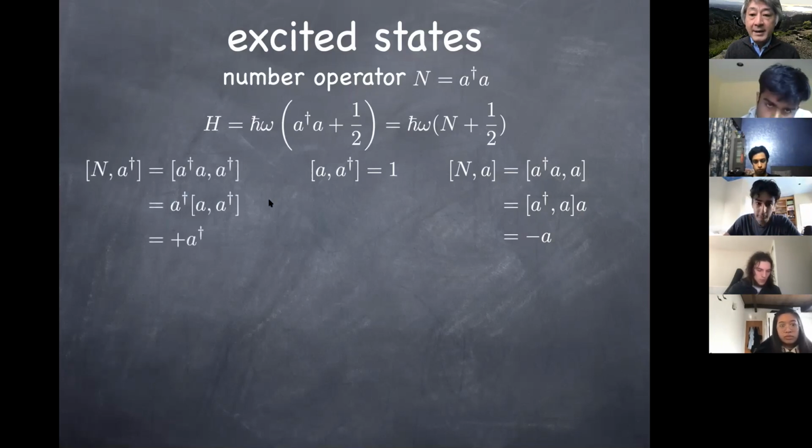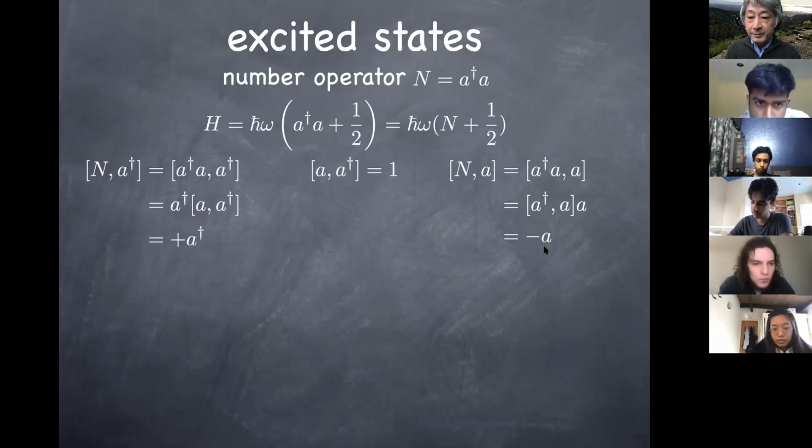We can do the same thing for the [N, A dagger] commutator. So N, once again, is defined to be A dagger A. And so this is [A dagger A, A dagger] commutator. A dagger commutes with A dagger. So this A dagger in A dagger A can be pulled out from the commutator to the left. Then I'm left with [A, A dagger] commutator. And that's something we know is +1. So that's how I end up getting plus A dagger. So [N, A dagger] commutator is plus A dagger, and [N, A] commutator is -A. So this is done, again, purely algebraically.